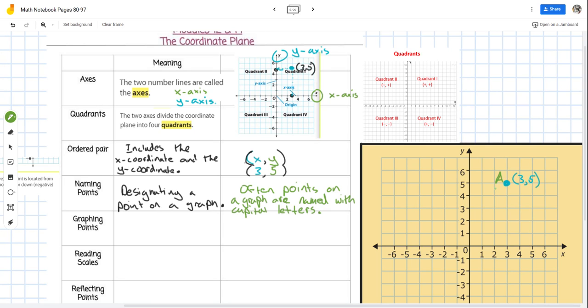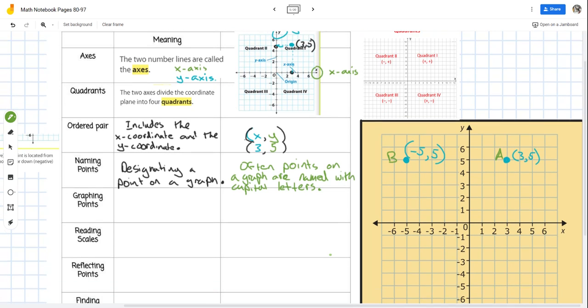So I named this point A. Now, I could name another point here on this graph. Let's say I had another point here, and this is -5 on the x-axis and 5 on the y-axis. I could name this point B, for example. And then another point I could name C, just designating those points so that you can easily find them.